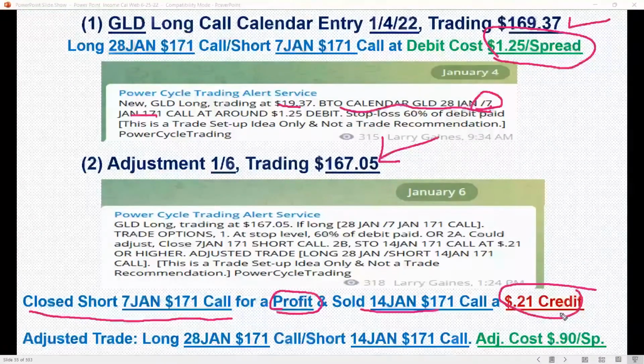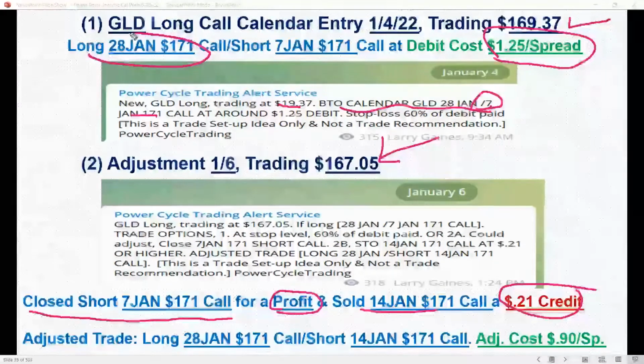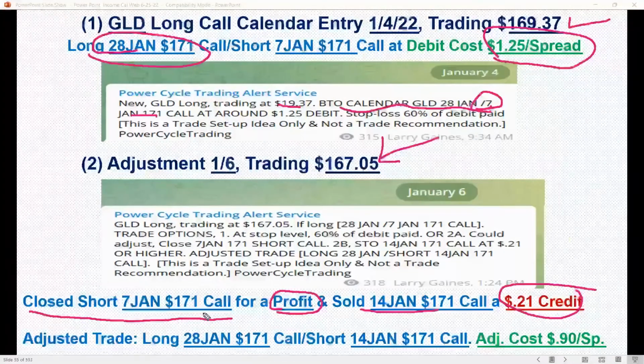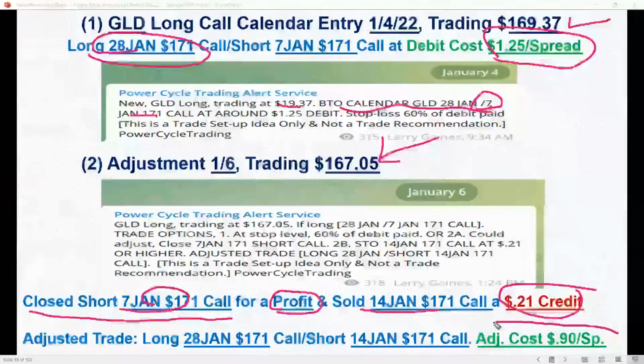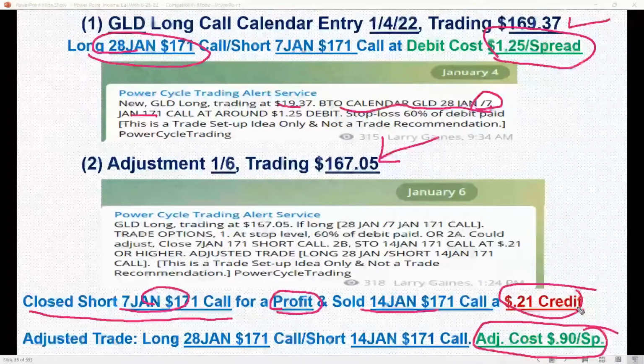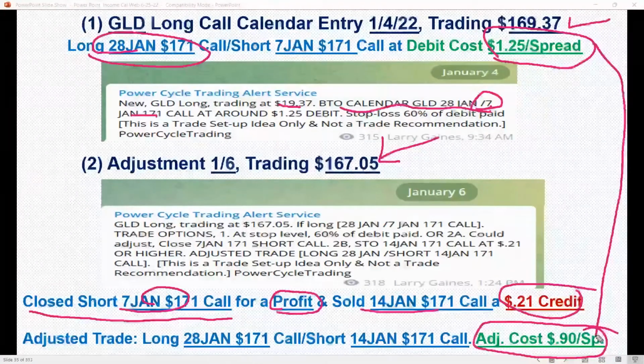So we worked the trade. We're amortizing the trade. We ended up with the adjusted trade. We're still long the 28 Jan 171 call, but we've reduced the cost of that by the profit we brought in from covering back that 7 Jan call. So we amortized down this long call cost, and then we sold the 14 Jan call against it, and now we had an adjusted price of the trade down to 90 cents. So we went from $1.25 down to 90, and we're still in the trade.